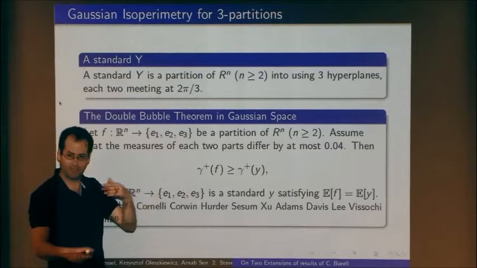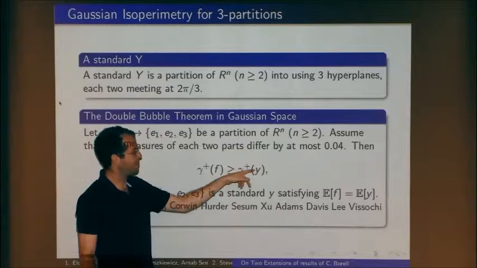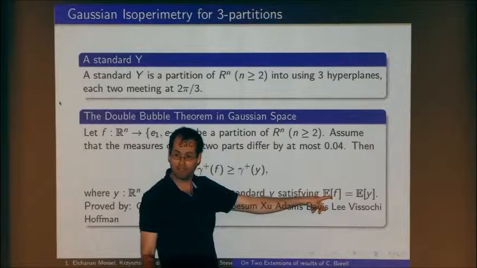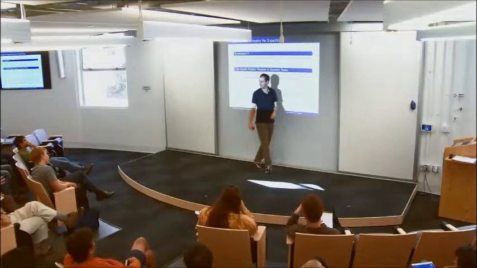And I'm saying that this surface area is bigger than the surface area of the standard Y, where Y is one of these Y's, but this Y can be shifted in various ways, and I choose the Y that satisfies that the measure of each part is the same as the measure of the corresponding part in F. The surface area is the area of the boundary? The area of the boundary, yeah, the area of the boundary between the three parts.